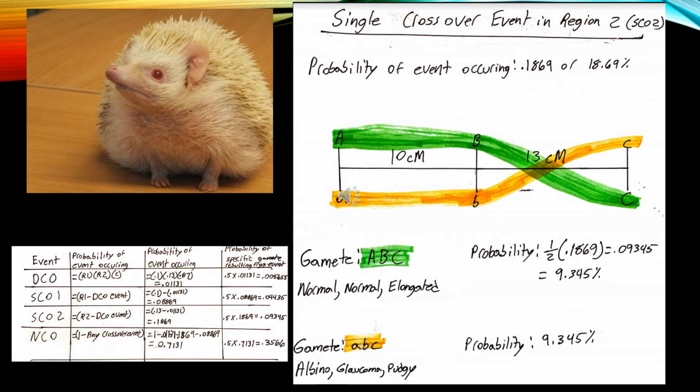The probability of this occurring is 18.69%, and as you can see in the bottom left-hand corner, this is pretty similar to the same calculations as if you have a crossover in region 1. The probability of each of these gametes occurring is 9.345%.